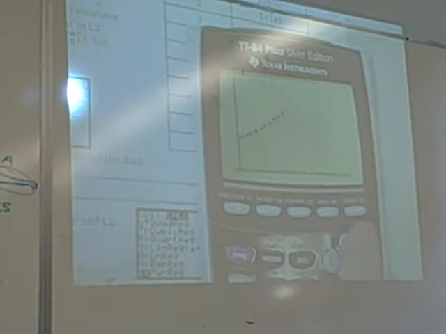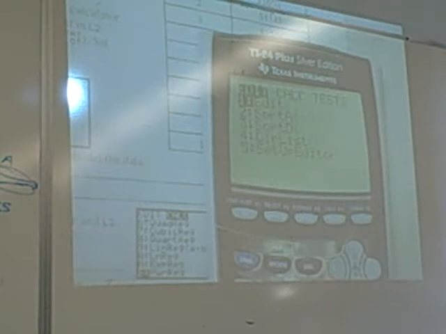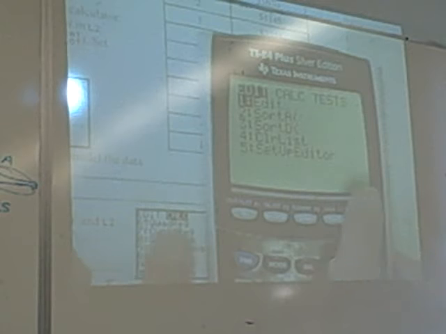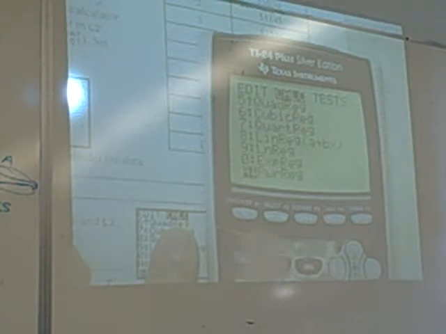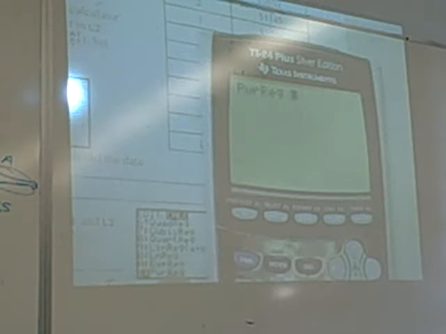So, in this case, let me see, I remember how to do this. All right, so I'm going to go back to Stat. I'm going to go to Calc. You see that? And here, I have to scroll all the way down to Power Regression. I hit Enter. And I have to hit Enter again.